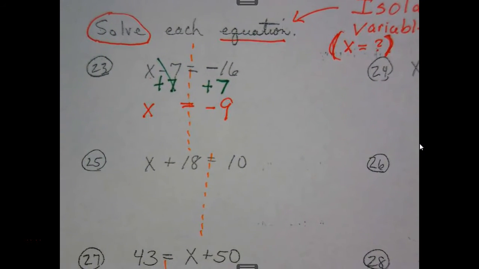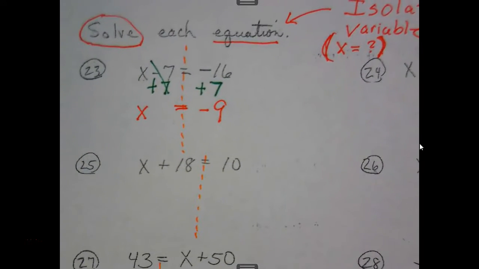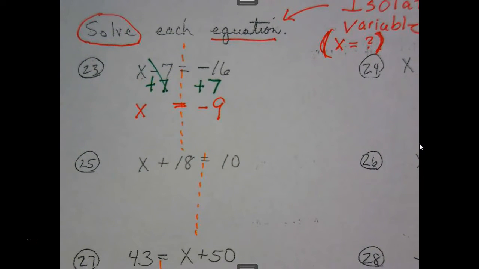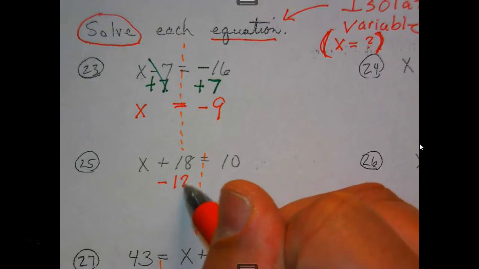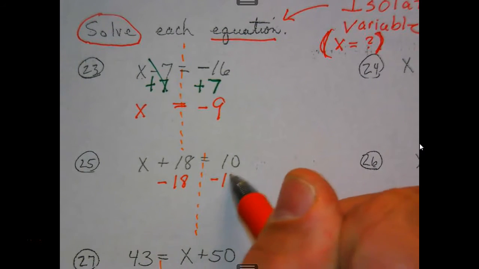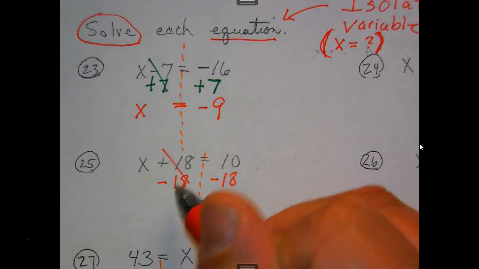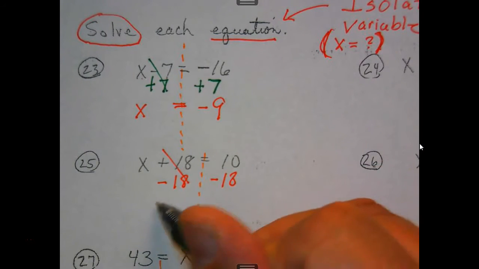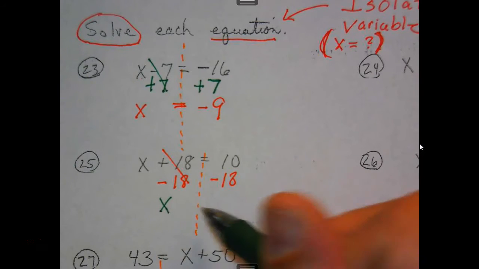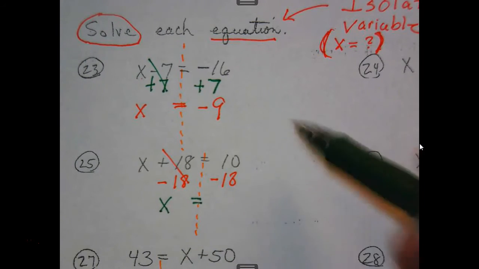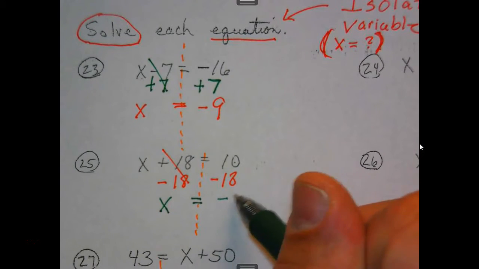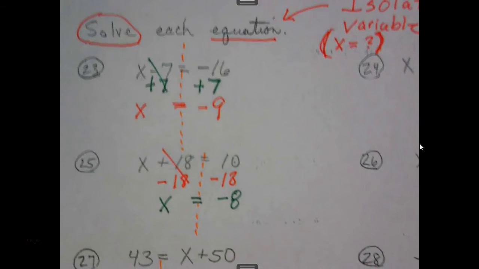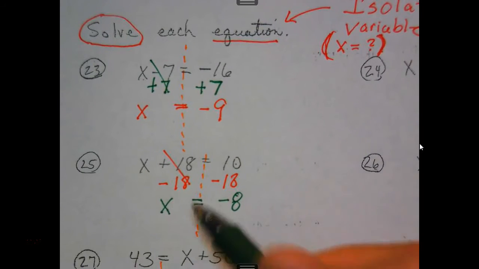Okay, x plus 18 equals 10. I have to undo plus 18. So I'm going to subtract 18 from both sides. These add up to 0. I have an x to bring down, so I don't have to put the 0 there. Equals 10 minus 18, minus 8. X is by itself. Done.